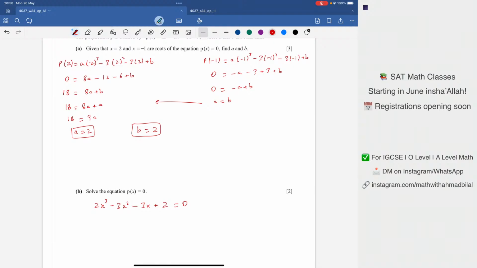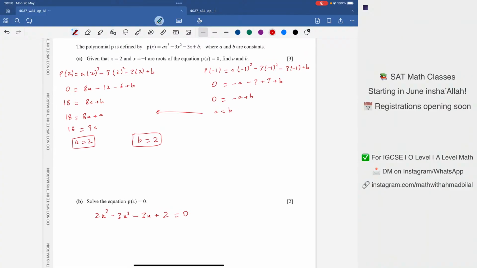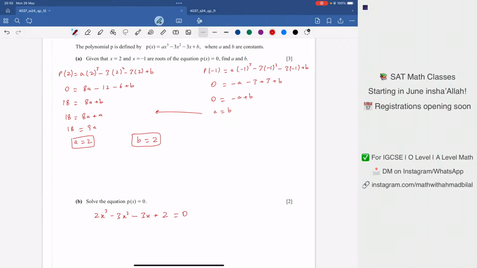One factor is x minus 2 from here. Another factor would be x plus 1. We've got two factors. They're given in the question already, right? So we've got x minus 2 and x plus 1 given already. These are two factors, okay?